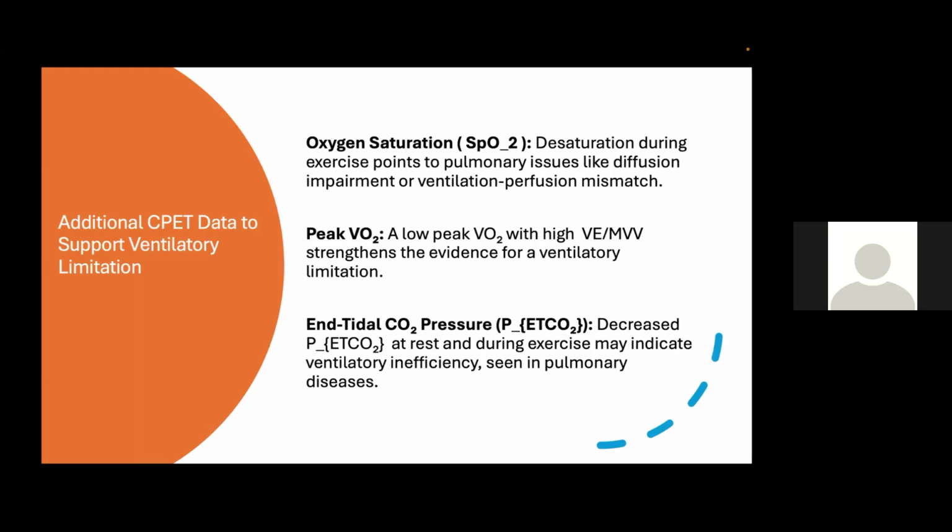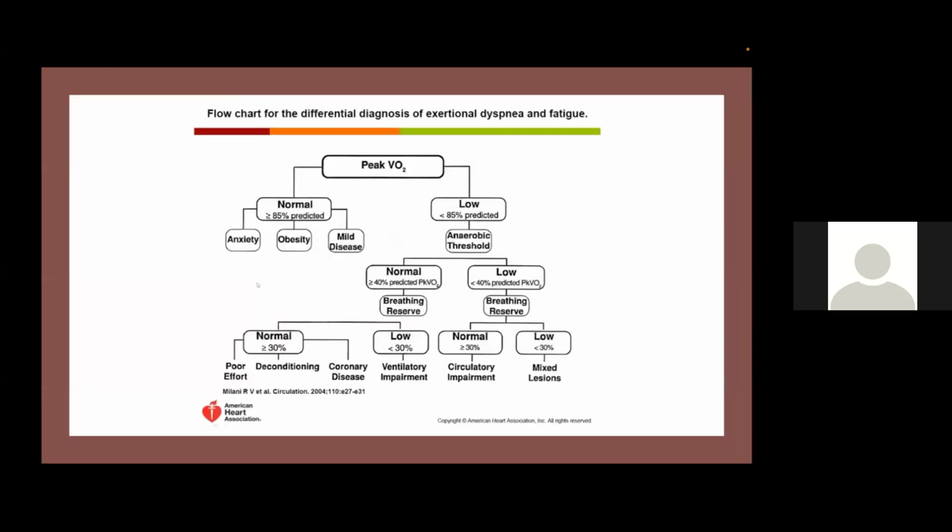So the additional CPET data to support ventilatory limitation: look for the oxygen saturation. If the patient desaturates during exercise, that can help us to identify a pulmonary or ventilatory limitation. Also look for the peak VO2 and end-tidal CO2 pressure. Usually in pulmonary limitation, they will have low PETCO2 during exercise, and that indicates pulmonary disease.